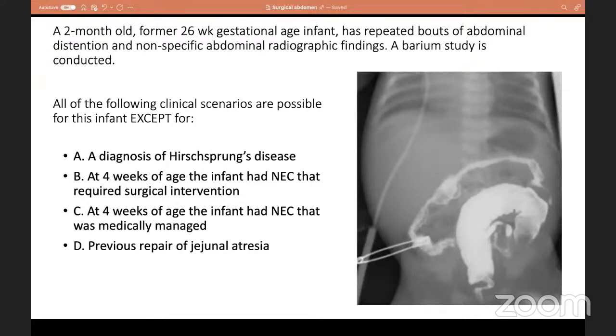See the calibers of the bowel loops. Dr. Furkan said that these are strictures. Exactly. So in all these scenarios, the baby may have had surgical or medical NEC. Always remember, when the baby is managed by medical NEC, there are always strictures in the colon.